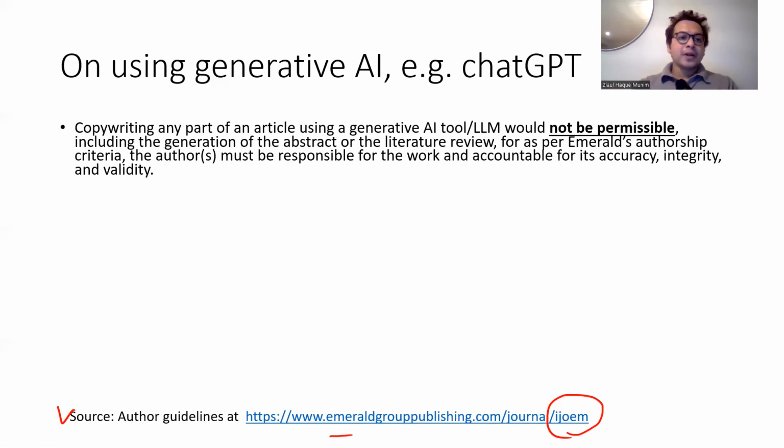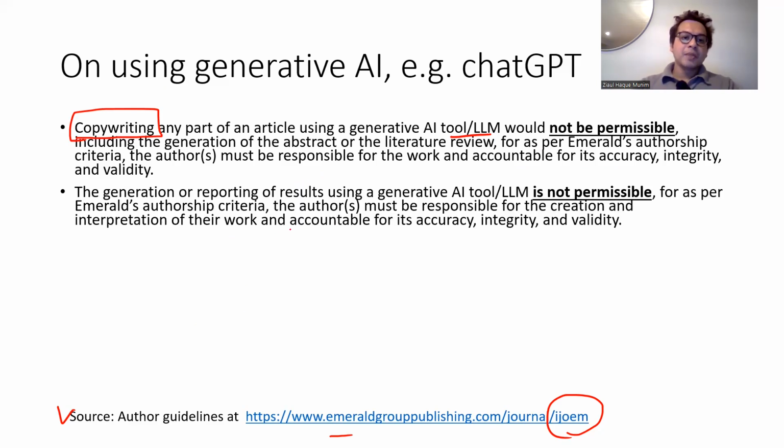One of the first points is that copywriting any part of an article that uses a generative AI tool or large language models would not be permissible, including the generation of the abstract or the literature review. As per Emerald's authorship criteria, the author must be responsible for the work and accountable for its accuracy, integrity, and validity. So it's not possible to copyright anything that uses a generative AI tool or large language models.